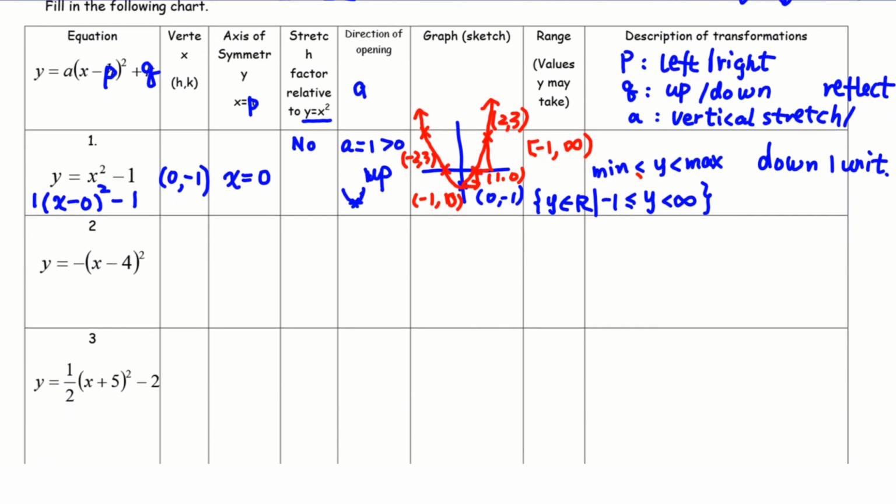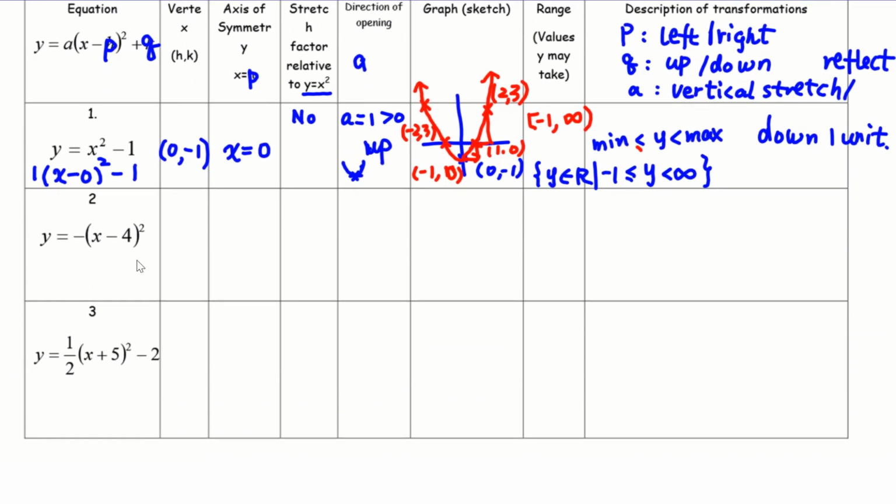We are going to see the next one. In this one, there is no Q value, which means adding or subtracting 0. If you are adding or subtracting and the number is not there, it means adding or subtracting 0. If you are multiplying and the number is not there, it means positive 1 or negative 1. So this is negative 1 times (x minus 4) squared plus 0. Compare it with APQ. So P is 4, the opposite, and Q is 0.